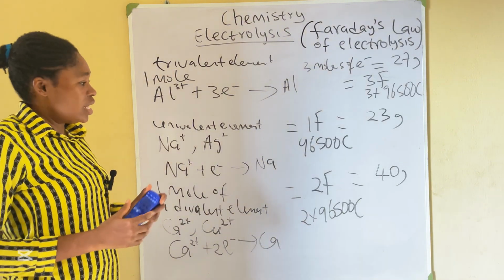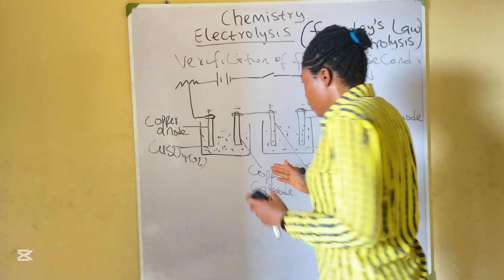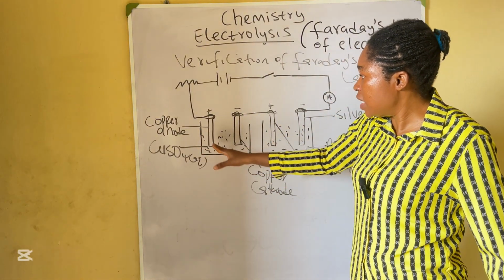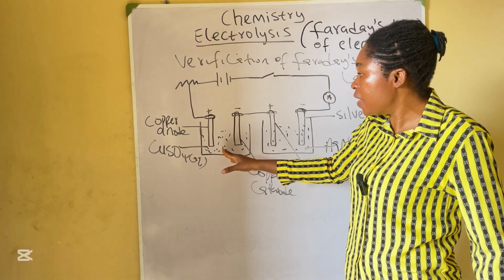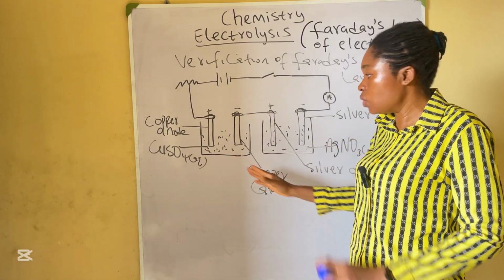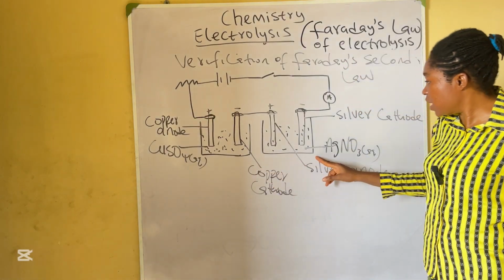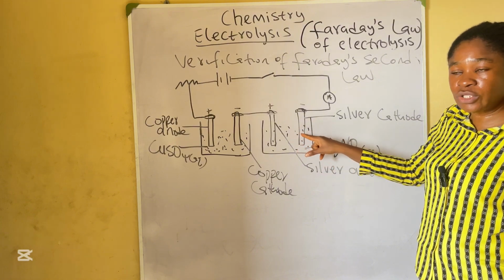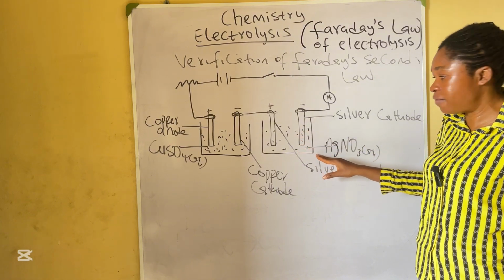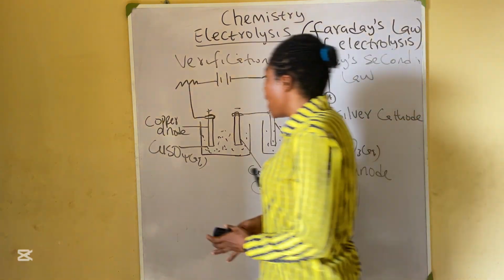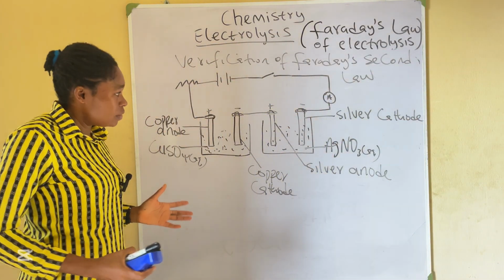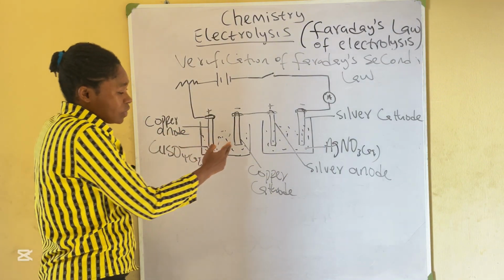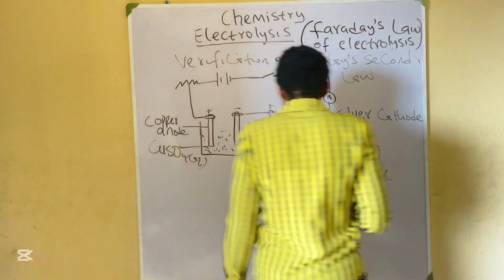So we're going to look at verification of Faraday's second law of electrolysis. You can see 2 electric cells connected in series. One compartment contains a copper electrode dipped in copper 2 tetraoxosulphate 6 solution. The other compartment has a silver electrode dipped in silver tetraoxonitrate 5 solution. So when you pass the same quantity of electricity into this, copper will be deposited at the cathode and silver will be deposited at the cathode.